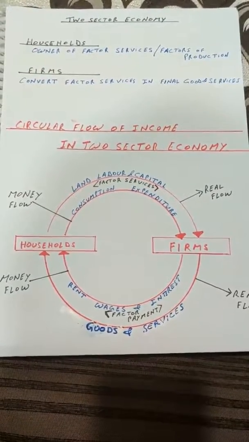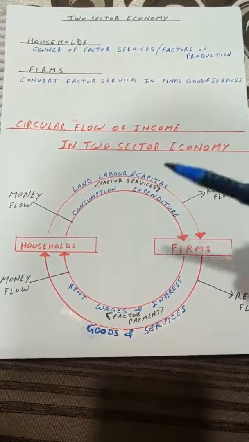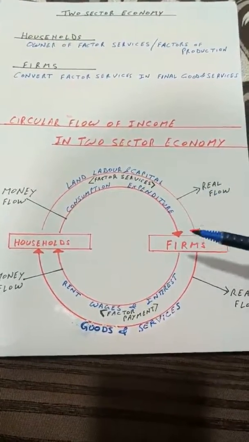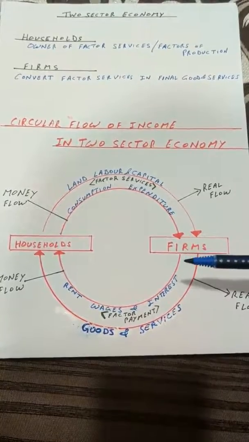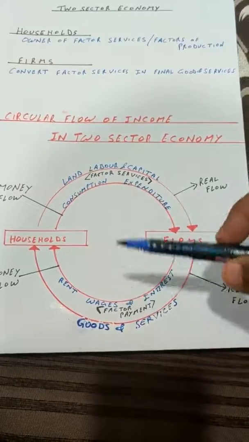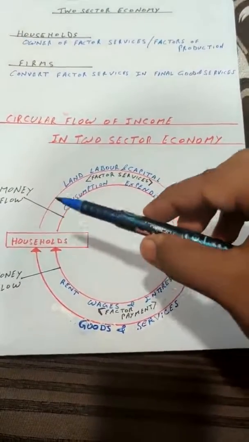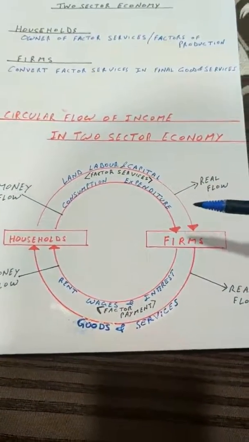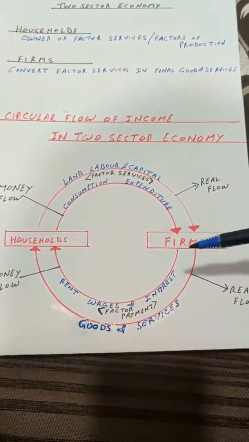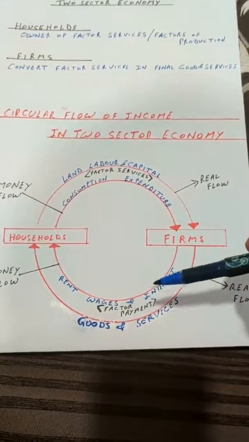Along with this real flow, another flow also takes place, that is the flow of money. When households provide factor services to the firms, firms pay factor payments to the households, that is rent for the land, wages for the labor, and interest for the capital. So when households provide something real, which we can see and touch, firms provide them payment in the form of money, that is rent, wages, and interest.